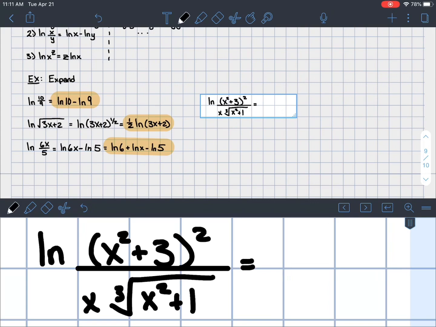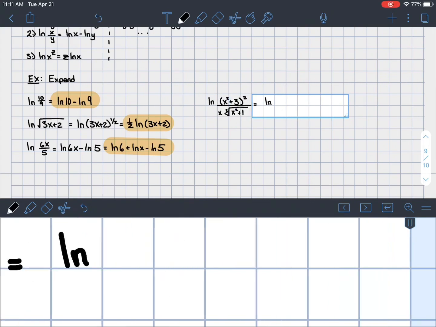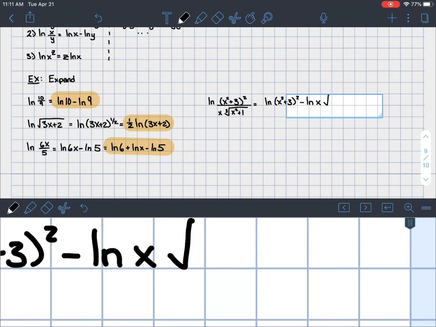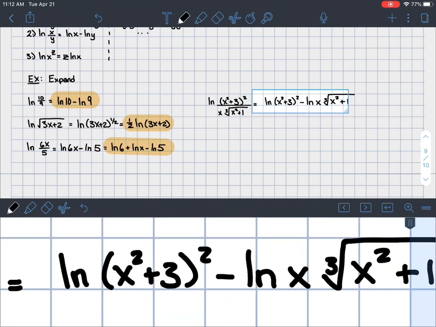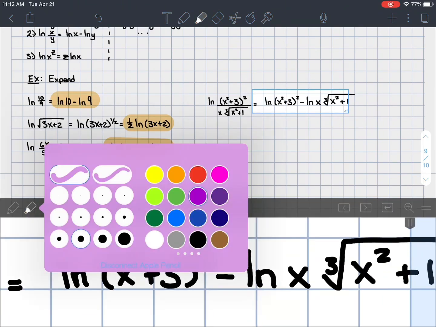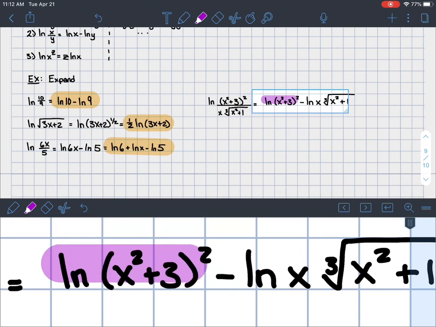First, we have a numerator and denominator. So the first thing is I'm going to do the ln of the numerator minus the ln of the denominator. I'm then going to color code them so you can kind of see them as they are separated. And then we're just going to deal with each of them separately.